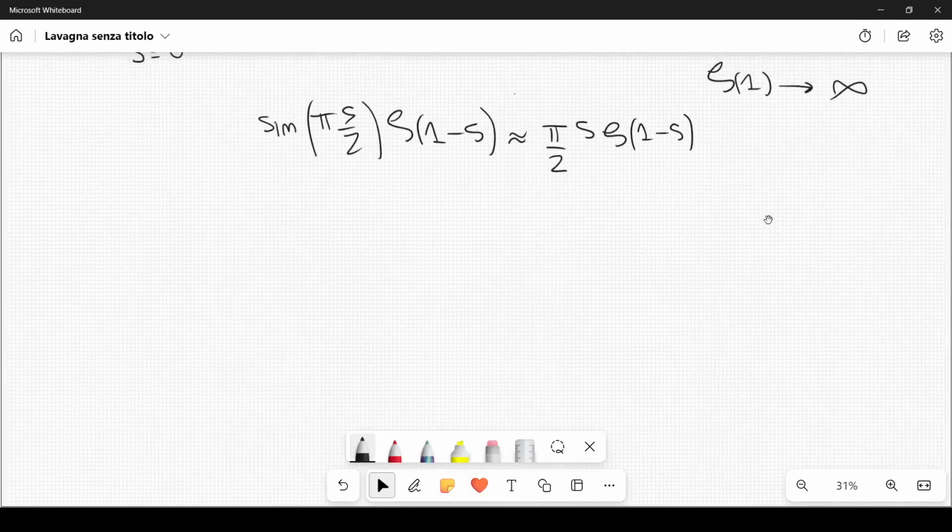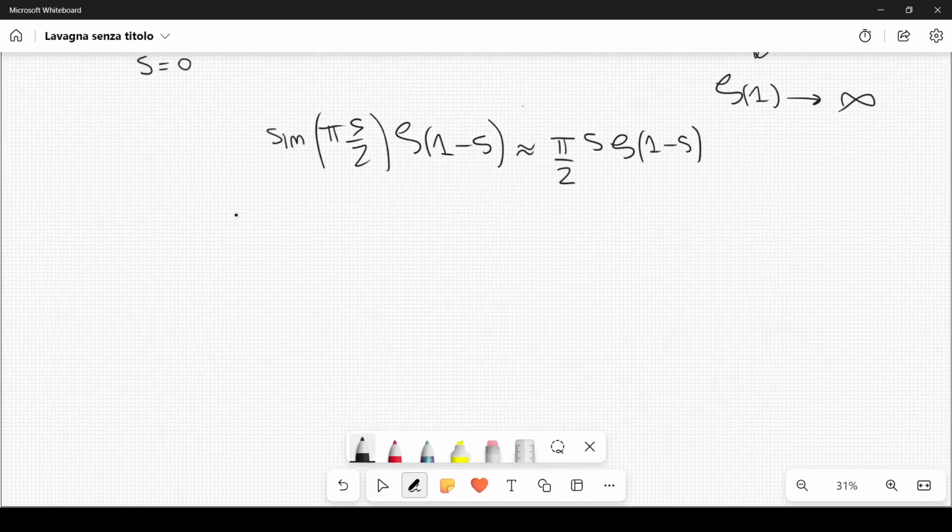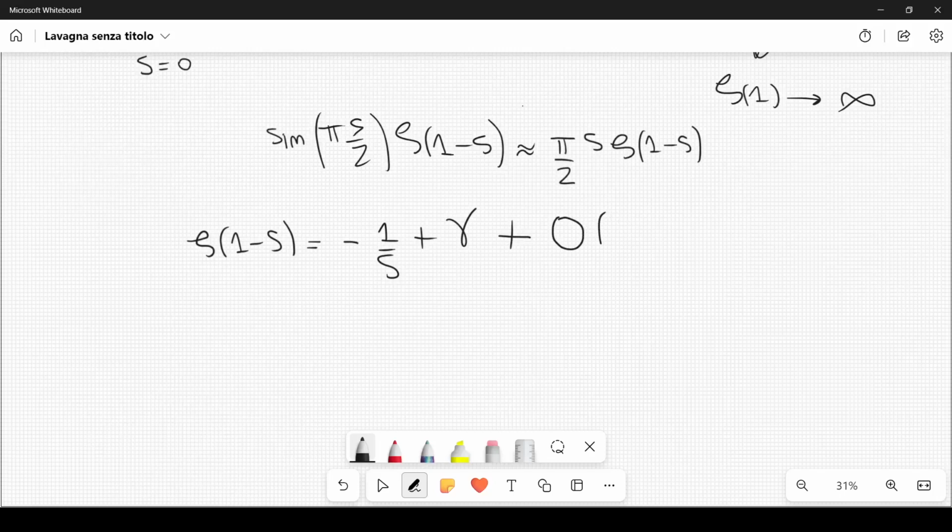As s goes to 0, it is possible to show that zeta of 1 minus s behaves in the following way: as minus 1 over s plus gamma, which is the Euler-Mascheroni constant, plus something of the order of s. So as s goes to 0, this term becomes negligible, and of course this is the part that prevails, and in particular this one here.